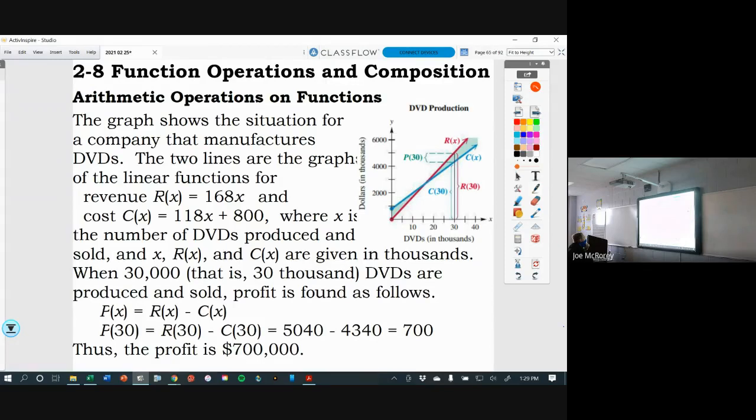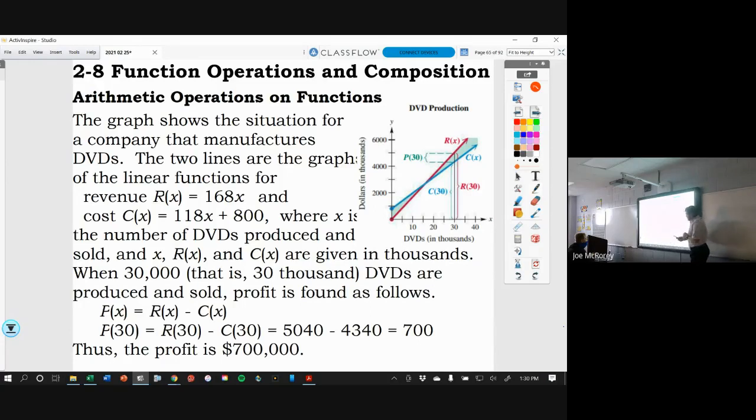So the profit. The main reason a person goes in business is to make money, right? And so how much money do you make? Well, it's what you spend subtracted from how much money you bring in. So in the case here, we have P of X, that's the profit. P of X is equal to R of X, the revenue, minus the cost of goods.